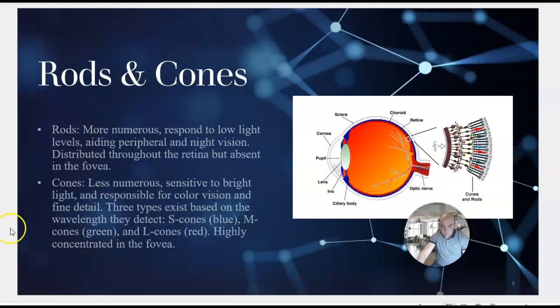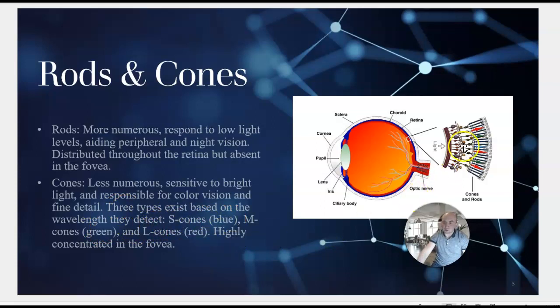Okay. Rods and cones. Rods are more numerous. They respond to lower light, aiding peripheral and night vision, distributed through the retina but absent in the fovea. Then you have your cones. They're less numerous, sensitive to bright light, and responsible for color vision and fine detail. There are three types, each detecting a different wavelength.